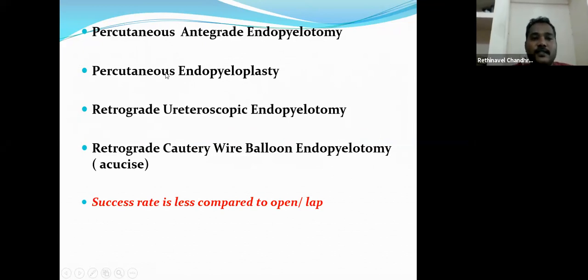pyeloplasty. What is retrograde endopyelotomy? This is antegrade where we are coming from the pelvis. This is retrograde: from the bladder, we will go via ureteroscope and do an endopyelotomy. Endopyelotomy means incising the pelvis. Another is retrograde cautery wire balloon endopyelotomy, not very important for the exam. As already told, the success rate is less, only 70% compared to open and lap, and all these endoscopic procedures are done only for specific conditions.